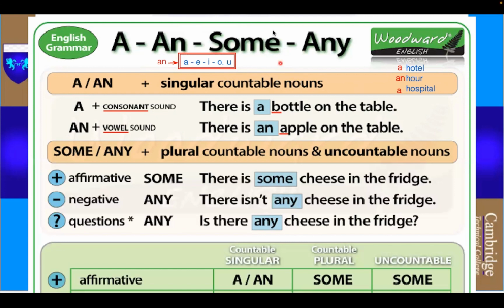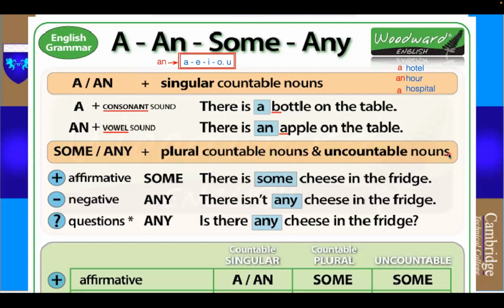Good. So let's have a look at the other one. Let's go to this one, some and any. So for example, this one first. All of these we use all the time for singular, when we have one thing. A and an for one thing. An apple, a chair, only one thing. But some and any we use with plural, countable nouns and uncountable nouns.